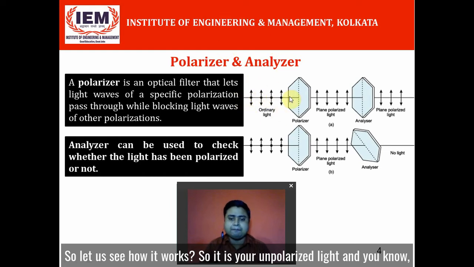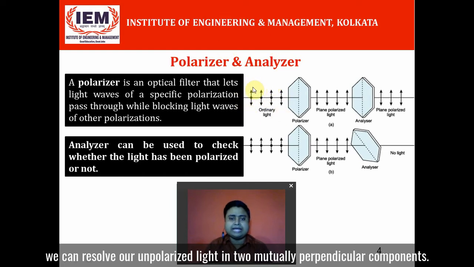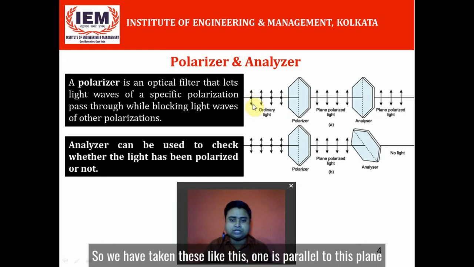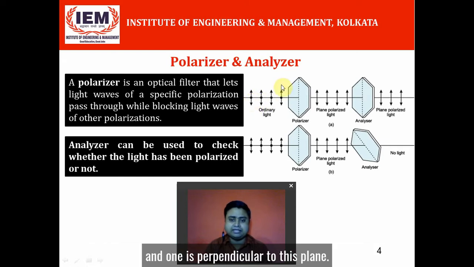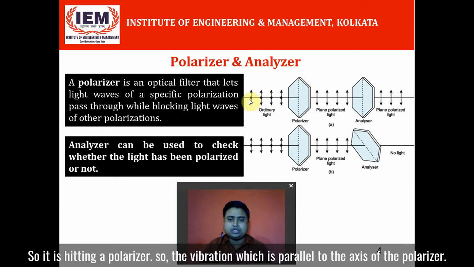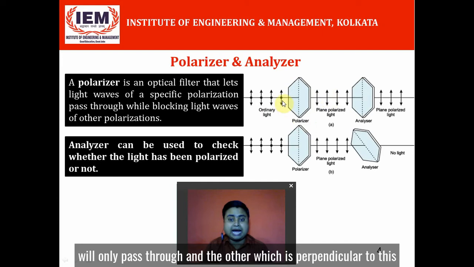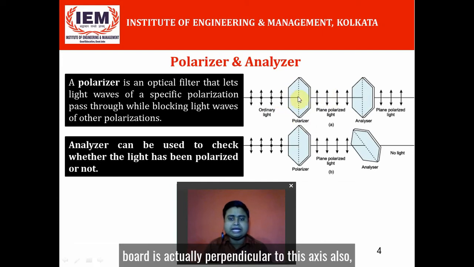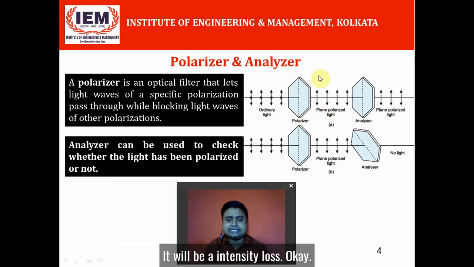So this is your unpolarized light, and we can resolve unpolarized light into mutually perpendicular components. So we have taken it like this: one is parallel to this plane and one is perpendicular to this plane. This unpolarized light is hitting a polarizer. The vibration which is parallel to the axis of the polarizer will pass through, and the other, which is perpendicular to this axis, will not pass through, it will just stop. So here there will be an intensity loss.